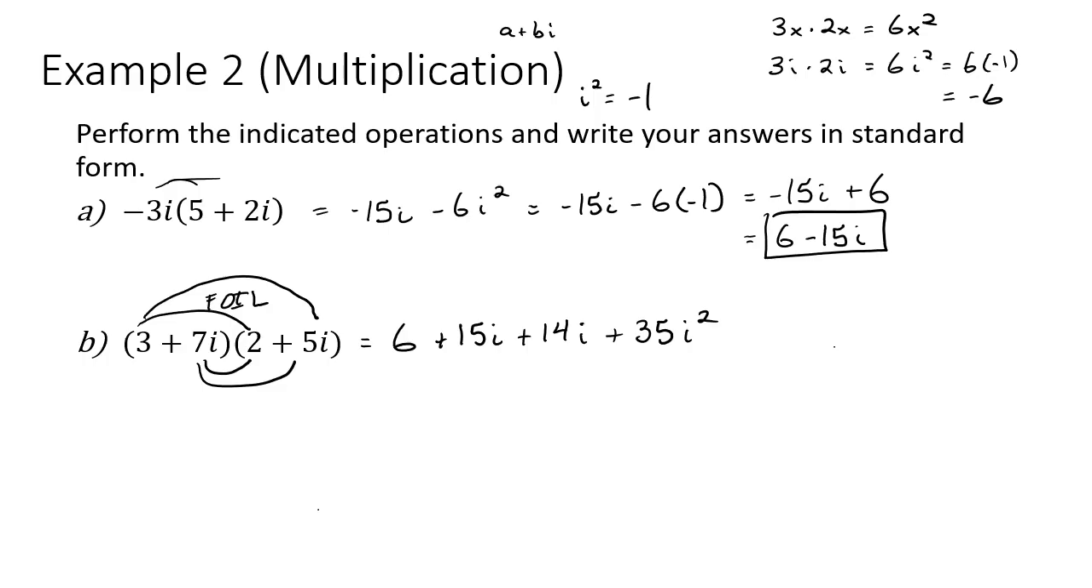All right, so once again, we're going to replace the i squared with a negative 1, and I'm going to go ahead and combine the i terms together as well. 15 plus 14 giving us 29i. And then this is a plus 35 times a negative 1, and you can drop this step once you get used to the fact that i squared just changes the sign that's in front of the term. So that would end up being 6 minus 35, which would combine to give us a negative 29, and then we still have the plus 29i.